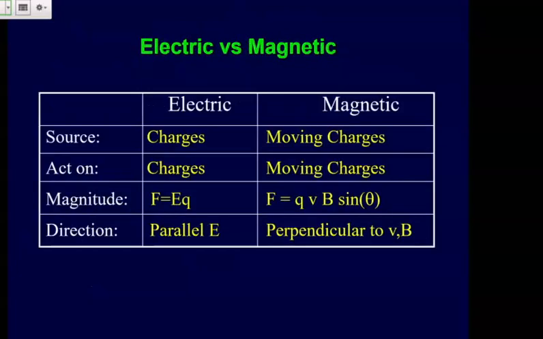Okay, and so here's a summary, because it is tough. I think it's really easy at this point to mix up electric and magnetic. So here's a summary of how these work. For electric fields, the source is charges. They act on other charges no matter what those charges are doing. The magnitude of the force is electric field times charge, and the direction of the force is parallel to the electric field. With magnetic, moving charges are the key. The source of a magnetic field is a moving charge, and it acts on moving charges. The magnitude of the force is trickier, and the direction is also trickier, using the right-hand rule. So you can see that magnetism is just a little bit more confusing than the electric field.